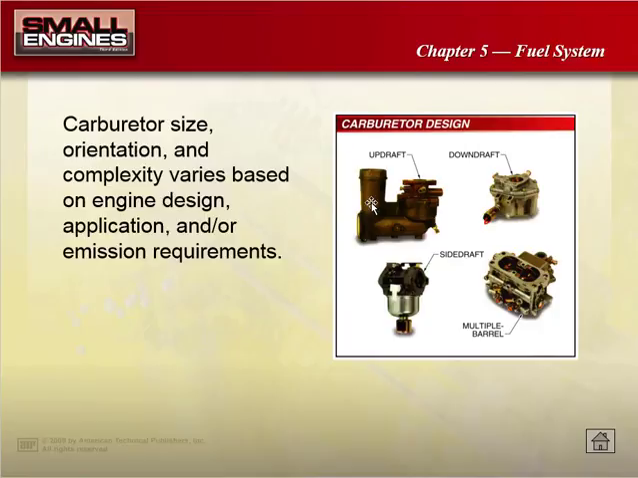We have different types of carburetor designs. We have an updraft, a downdraft, side draft, and multiple barrel. When you're talking about small engines, you could see pretty much any of these: updraft, downdraft, or side draft ones. When you're talking about a V8 or a V6 or something, a carbureted engine that might be put in a car, you're looking at more of a multiple barrel carburetor.